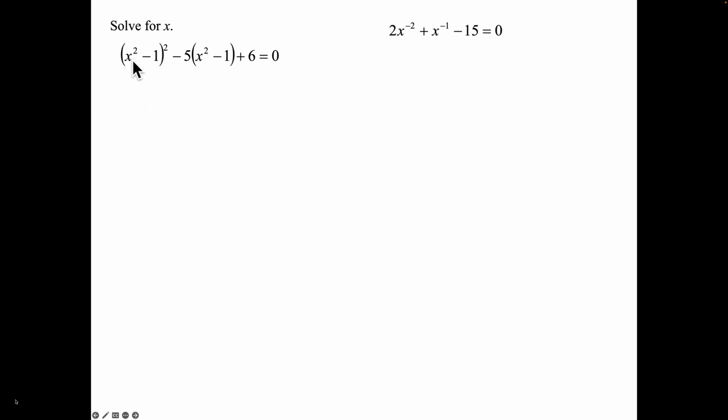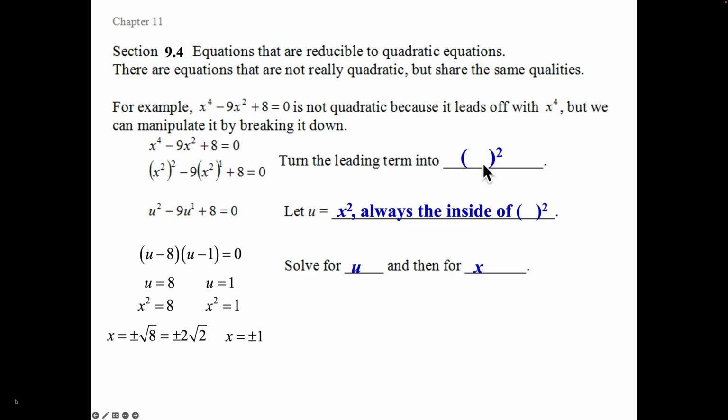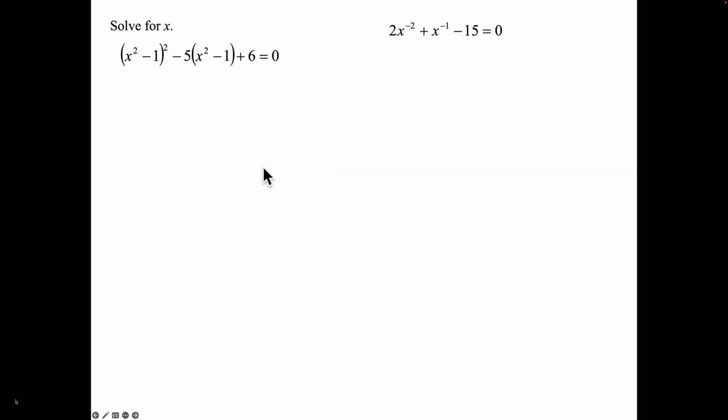Do not distribute the minus 5. Do not write this out twice and FOIL it. Notice that both sets of parentheses are exactly the same. Wait a minute, there's my parentheses squared. Whatever is inside the parentheses has to be my u. So u is going to equal x squared minus 1. Take that out. Put u squared minus 5u plus 6 equals 0.